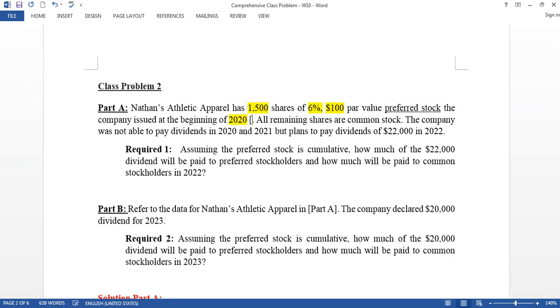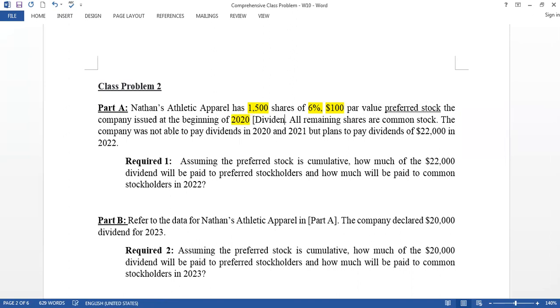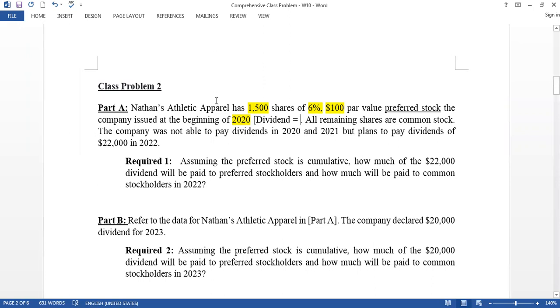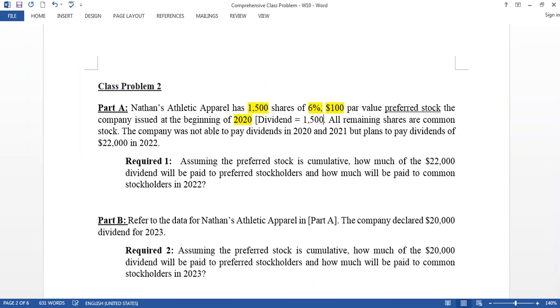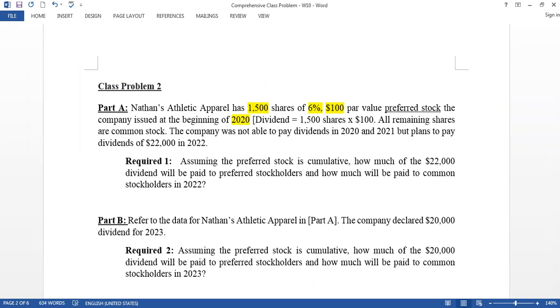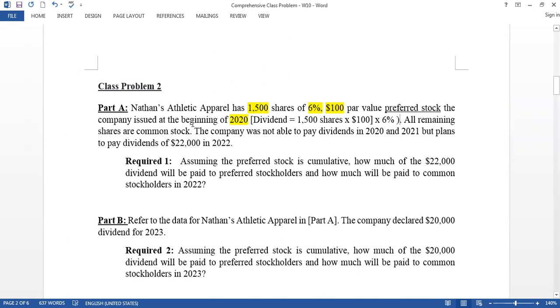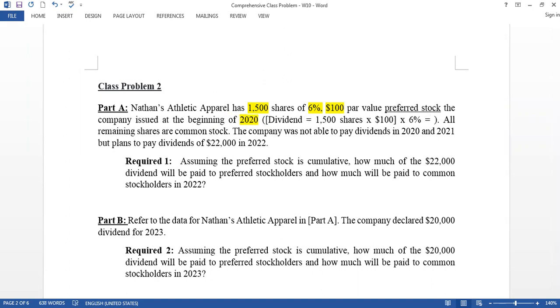So here you have to record and calculate the dividend. What is the amount of dividend? The amount of dividend is shares times par value $100, times 6%. So this is the dividend, and it is equal to $9,000. So we find that the preferred stock dividend is $9,000.